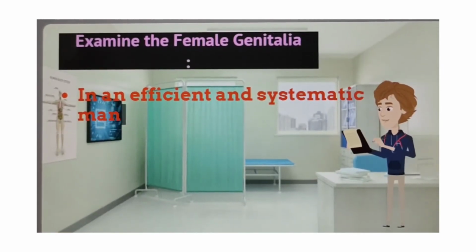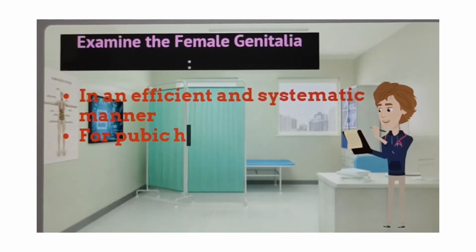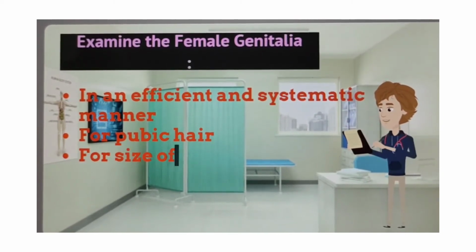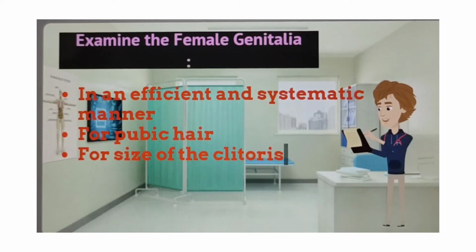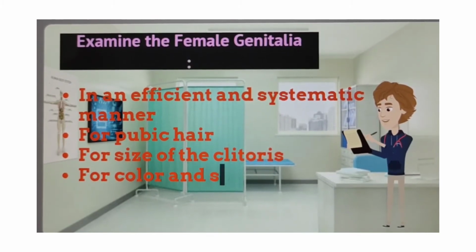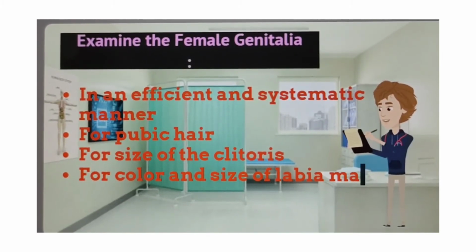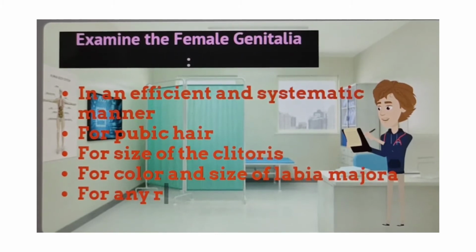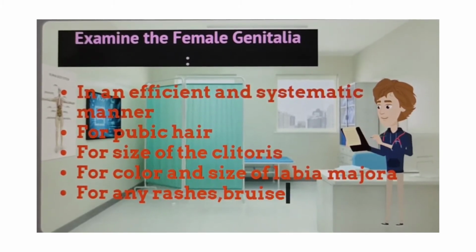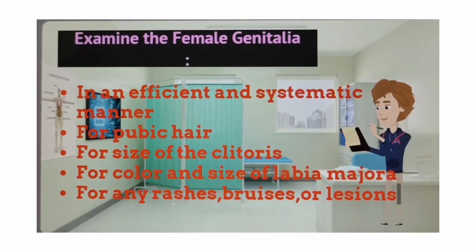Examine the genitalia in an efficient and systematic manner. Inspect the external genitalia for pubic hair, the size of the clitoris, the color, the size of the labia majora, and any rashes, bruises, or other lesions. Next, visualize the structures by separating the labia with your fingers.